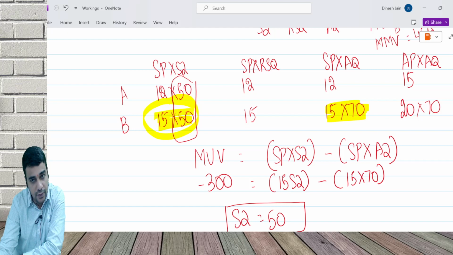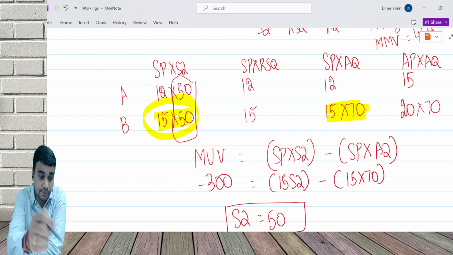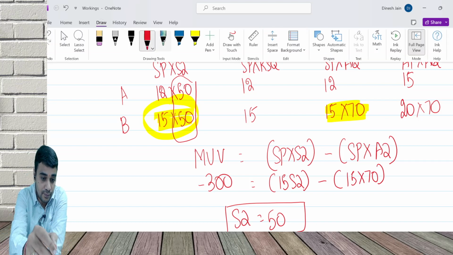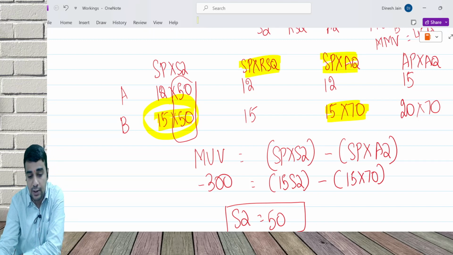We have used one of the variants given in the question. What is the formula for material mix variance? SP into RSQ minus SP into AQ. Now the problem is RSQ also has two missing data, and AQ has one missing data. So many missing data, difficult to find. If I have only one missing information, the equation will give the answer.